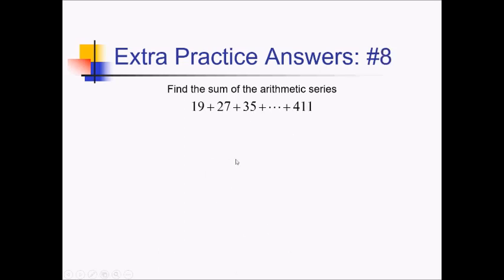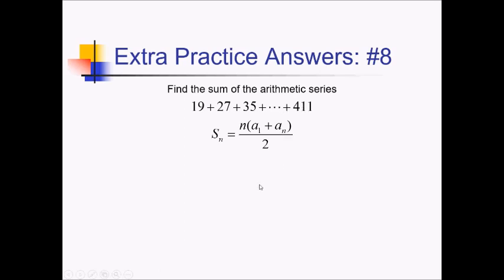For this problem, we're trying to find the series sum for this arithmetic series. So let's see here. Let me use my general formula. We've got n times a1 plus an all over 2. I don't know how many terms there are. They actually didn't tell me that. But I do know the first term is 19 and the nth term is going to be 411. But we don't know what n is.